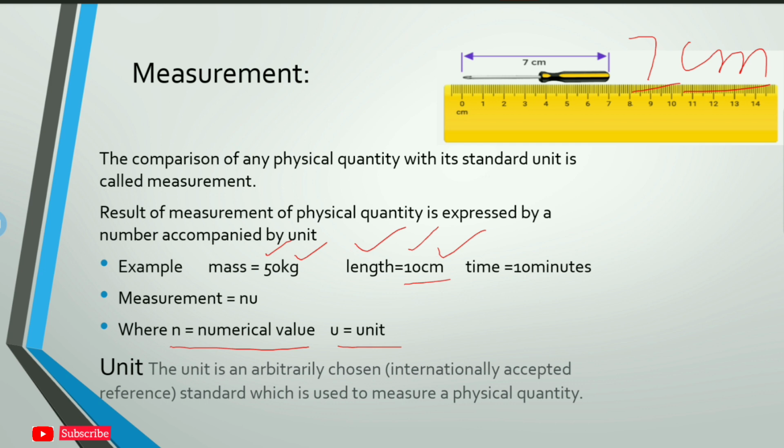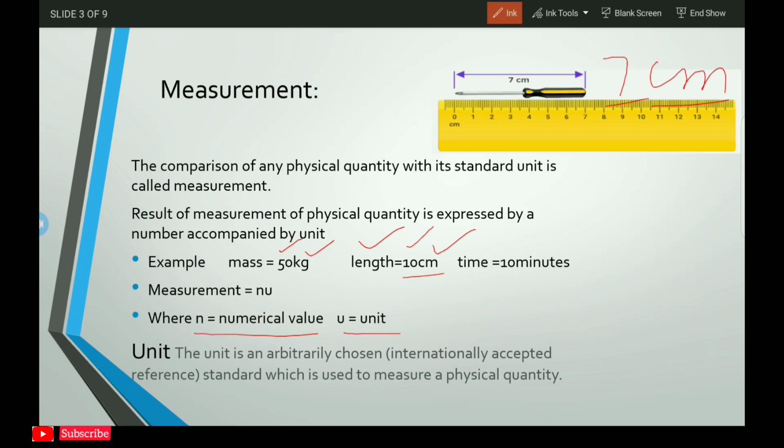Now, what is unit? Unit is an arbitrarily chosen, internationally accepted reference standard which is used to measure a physical quantity. When we have to measure the mass of any body, we use gram or kilogram as a unit. When we have to measure the length of any body, we use meter or centimeter as a unit. When we have to measure the time of an event, we use minute or second as a unit.